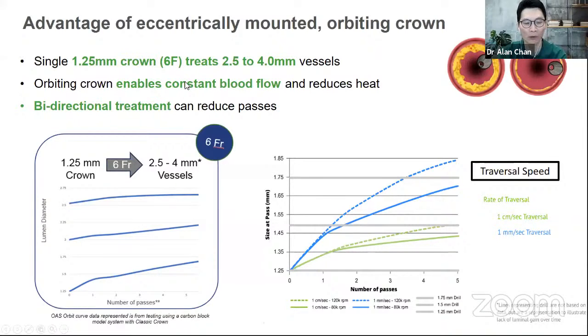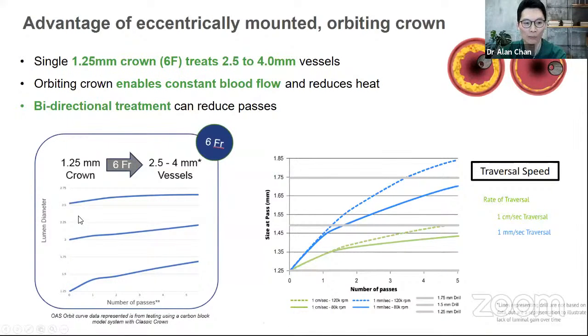So a very important issue is that orbital actually enables mostly constant blood flow, and most of the time there is less chance of distal low flow. It is also enabled by directional treatments, allowing, for example, forward ablation as well as backward ablation. So two important points as well.